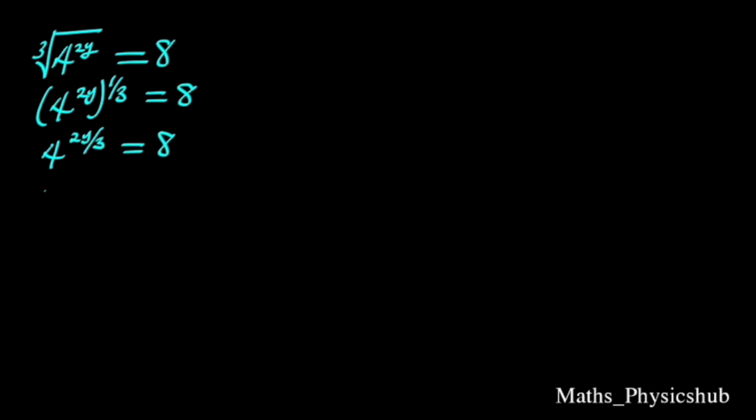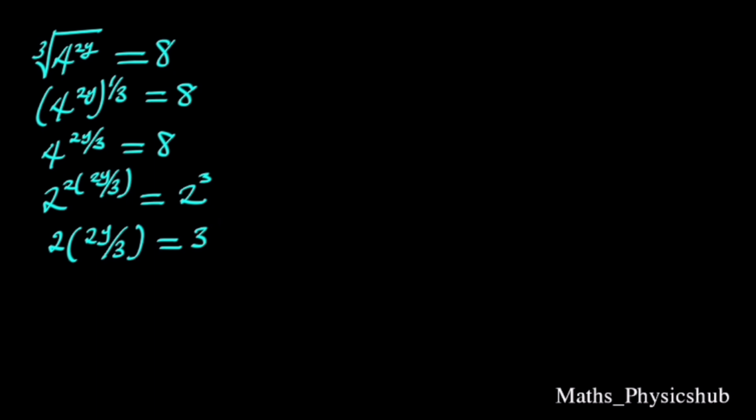Next we express both sides to the same base, that is base 2. It follows that 2 power 2 times 2y over 3 equals 2 power 3. Next we go ahead and equate the powers, since both sides have the same base. Equating the powers will leave us with 2 times 2y over 3 equals 3. Next we multiply the terms on the left side, that is 2 times 2y over 3, which will give us 4y over 3 is equal to 3.